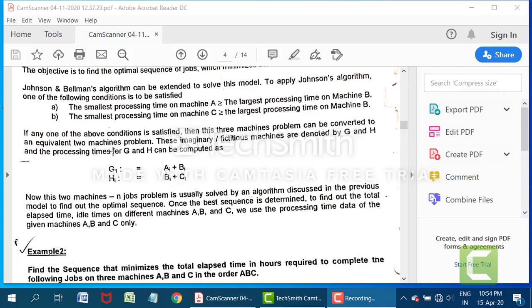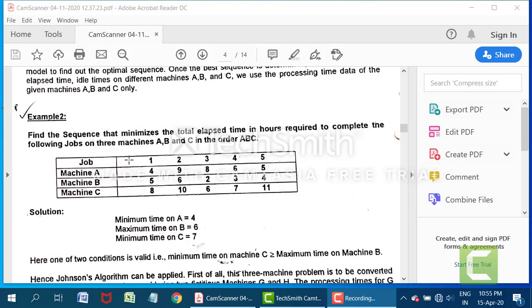If you would like to apply Johnson's algorithm, the problem must be an n jobs two machines model, whereas the given problem is an n jobs three machines model. So the n jobs three machines model will be converted to the n jobs two machines model like this. You must assume two fictitious machines where G is the combination of A and B, and H is the combination of B and C. That's all. So we will demonstrate with the help of an example like this.